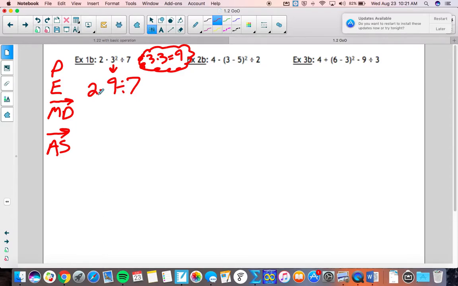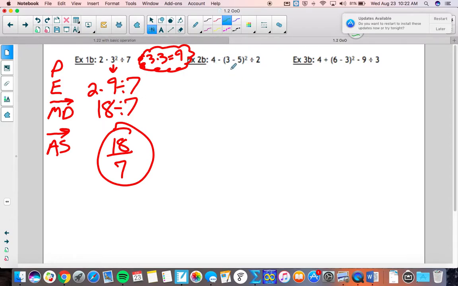So I do whichever one comes first on the left. In this case, that's multiplication right there. So I have 18 divided by 7. I can write that as 18 sevenths because 7 does not go into 18 evenly. I'll leave my answer as an improper fraction. Thank you very much. Next problem.